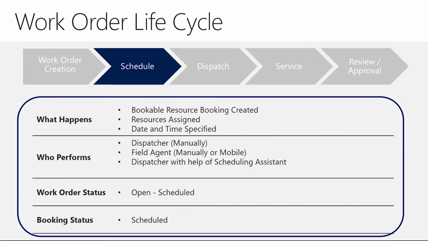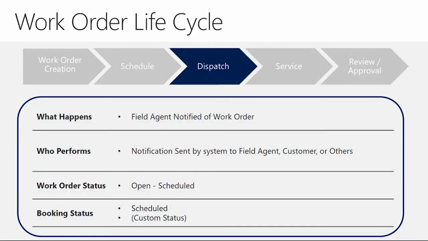But once it's been scheduled, the work order goes to a status of open scheduled, and then you have a booking status that would be scheduled at that particular point. And now it's ready to go out and to be dispatched. Once it's dispatched, this is where we can trigger notifications. This is where we could let the field agent know that the work order is available to them. A notification could be sent to them, it could be sent through to the customer or others. There could be different notification levels that would be sent. And then the work order status is still scheduled, and the booking status is scheduled. Now, as part of these booking statuses, you can also define your own booking statuses based upon what you might want to work with, but by default out of the box it would be scheduled.